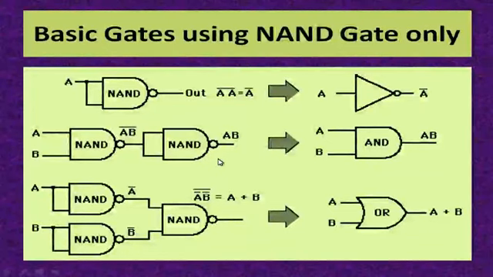Now let us see, we have to construct a NOT gate, AND gate, and OR gate with the help of NAND gate only. You can see in all these three diagrams, only NAND gate is used. So by using the NAND gate we can construct any basic gate. That's why the NAND gate is called a universal building block. Now let's see how to construct and how we'll get the output: A complement for NOT gate, AB for AND gate, A plus B for OR gate.